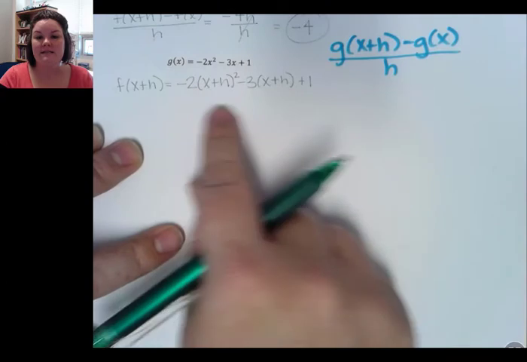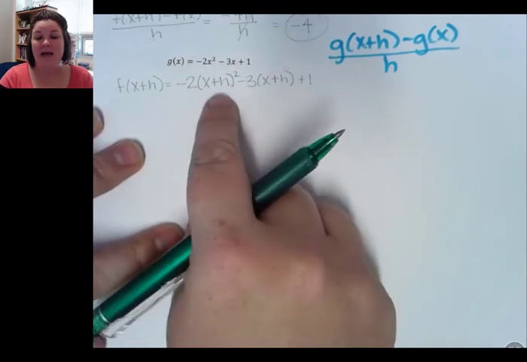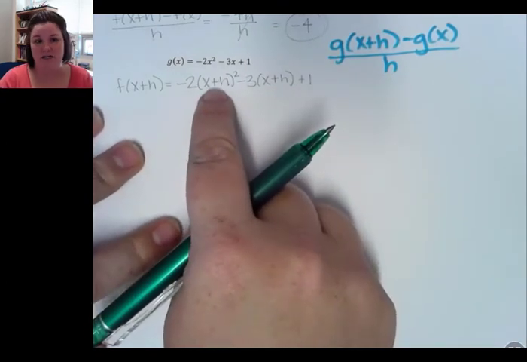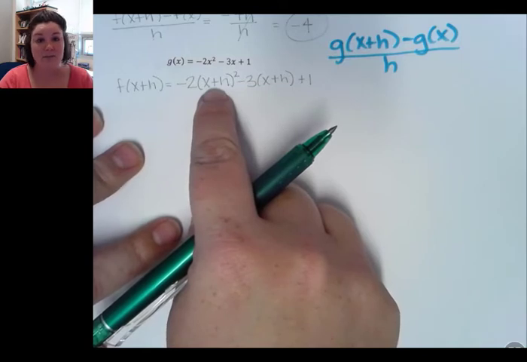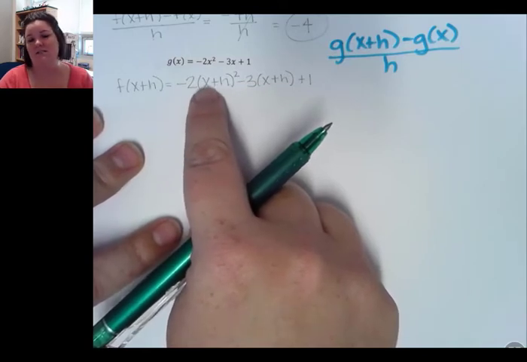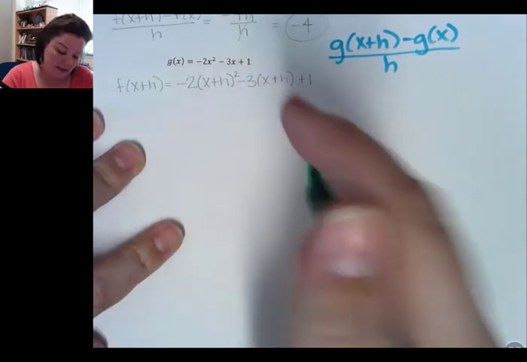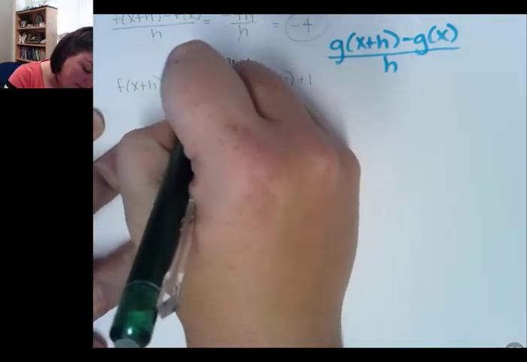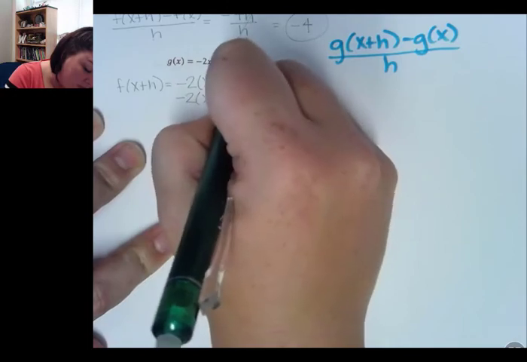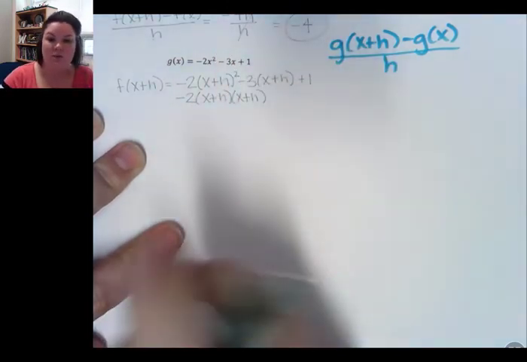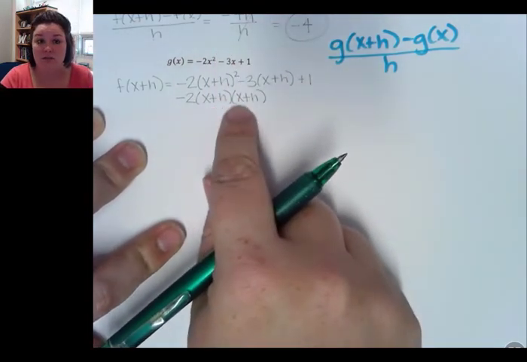Okay. So now I need to simplify this mess. Now, I cannot just square each piece. This is the biggest mistake I see everybody make. You can't change this into x squared plus h squared. When you have a squared quantity, that means you have 2 copies of that quantity. So you have to write it out so that you can distribute it.